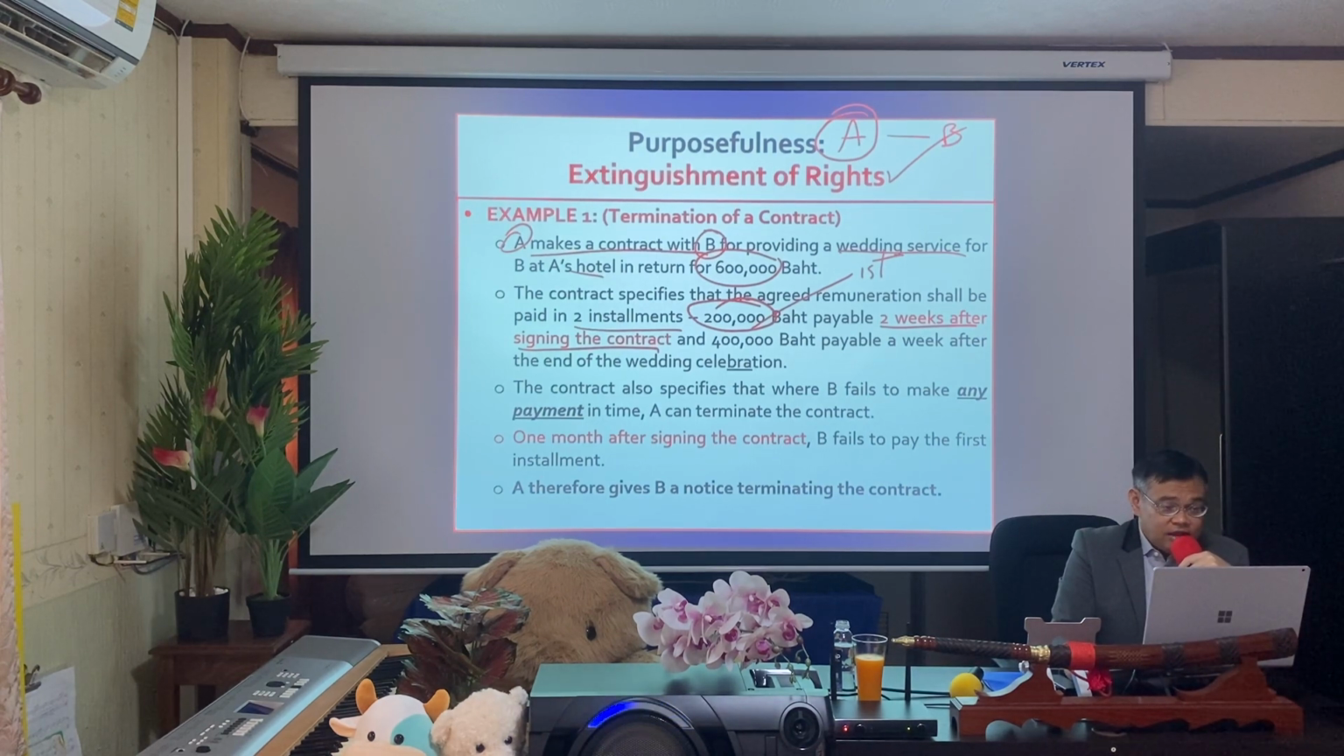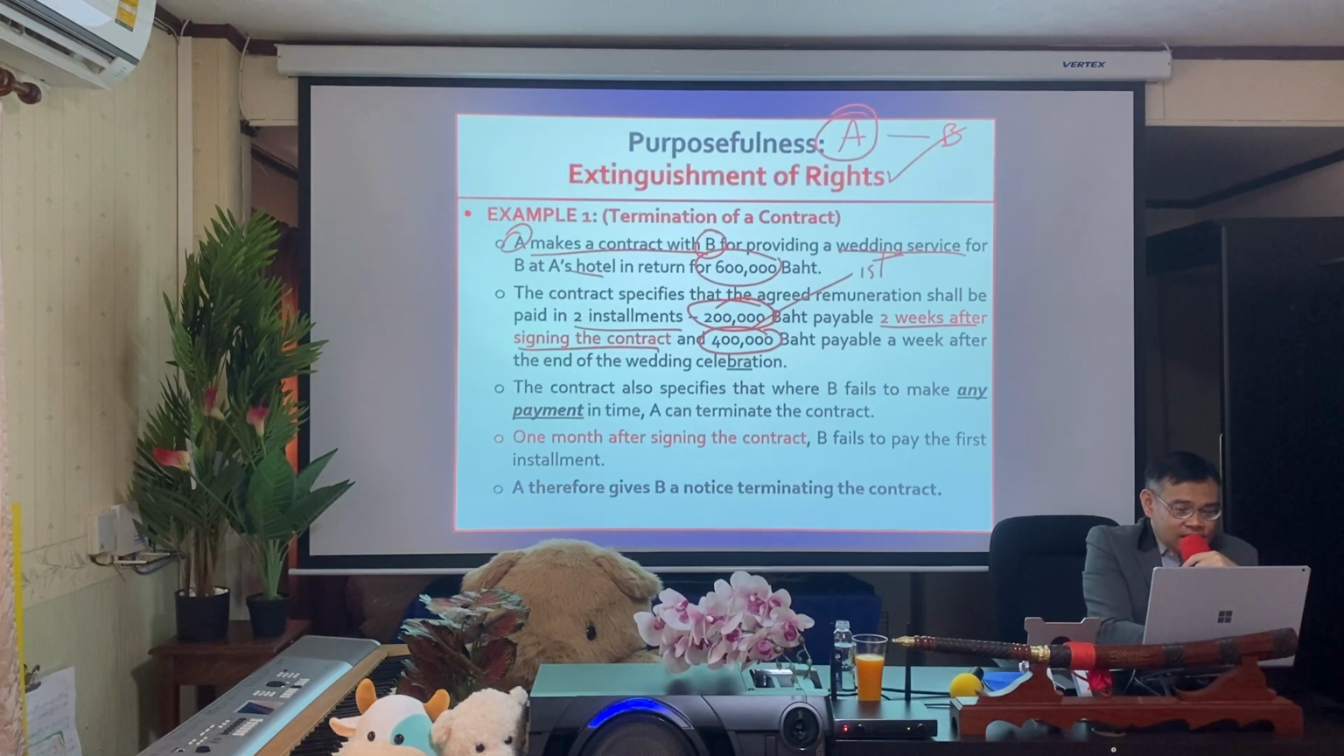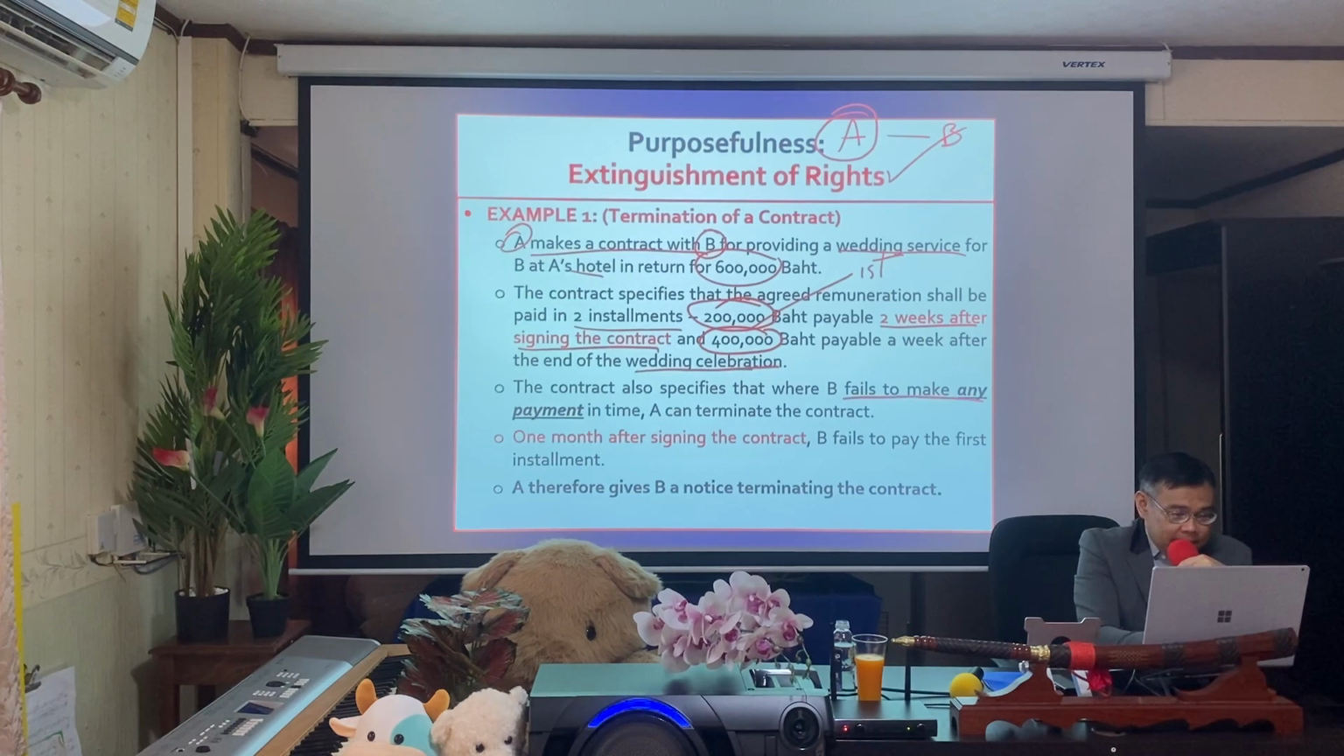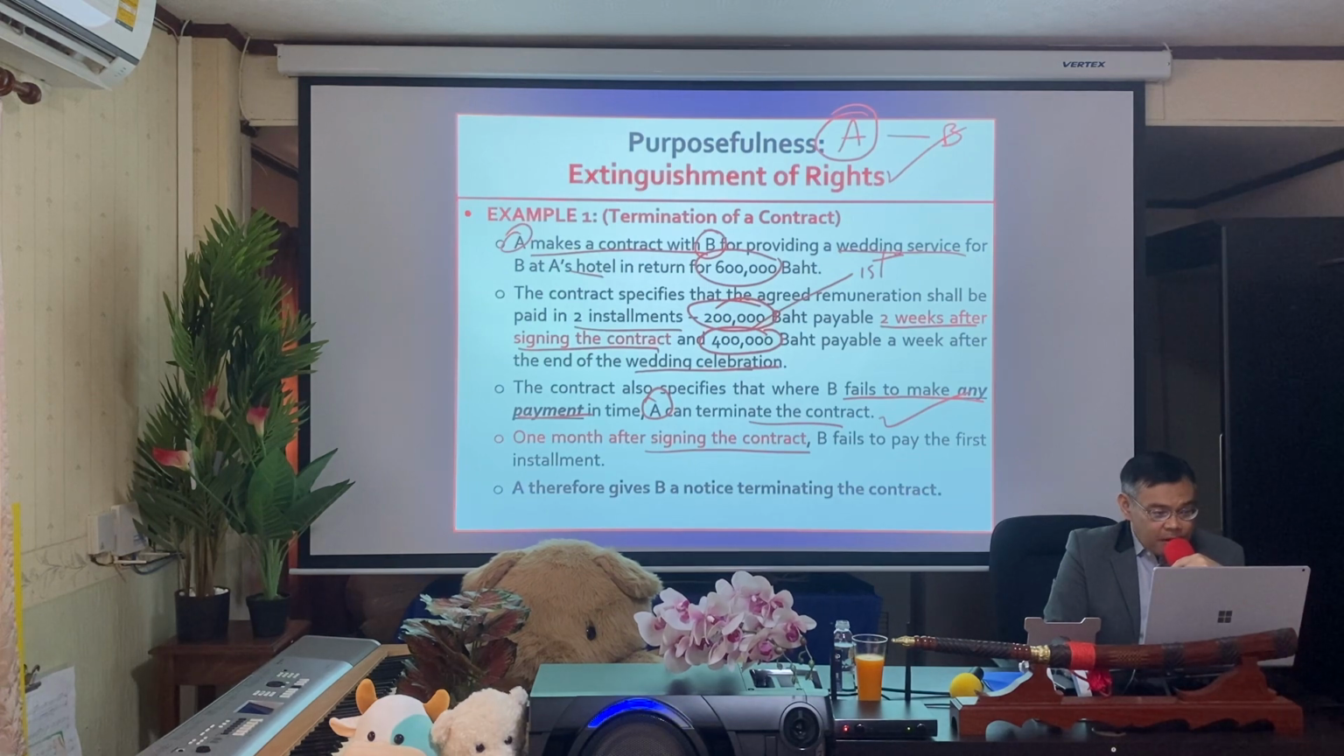And the second installment, the remaining 400,000 baht, is due to be paid a week after the wedding celebration. And the contract also says that if B fails to make any payment in time, then A, the hotel, can terminate the contract. What happened is that after the contract has been signed, 1 month passed without B making any payment. B failed to make payment.